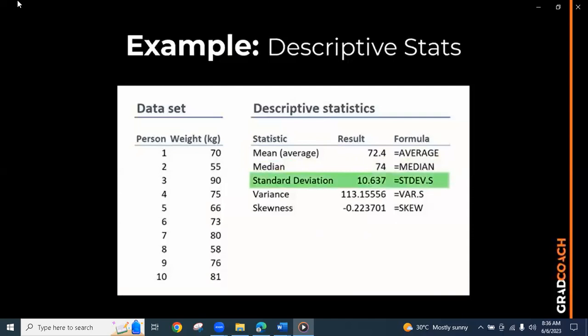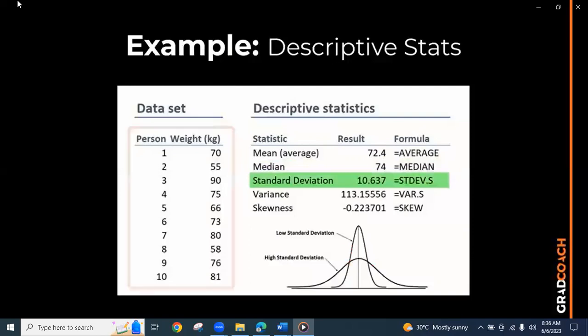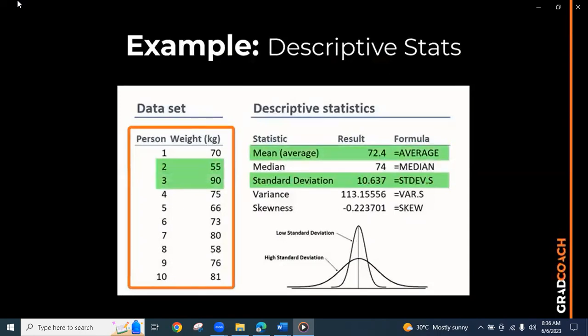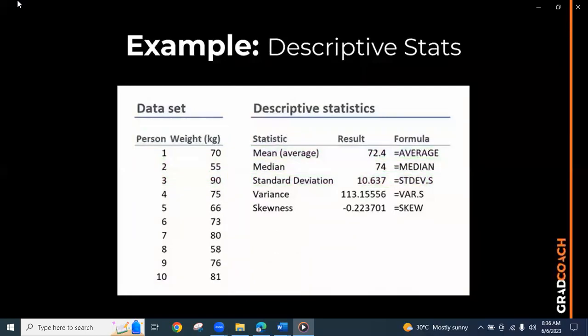Next up is the standard deviation. 10.6 indicates that there's quite a wide spread of numbers. We can see this quite easily by just looking at the numbers, which range from 55 to 90. This is quite a stretch from the mean of 72.4, so we would expect the standard deviation to be well above zero.